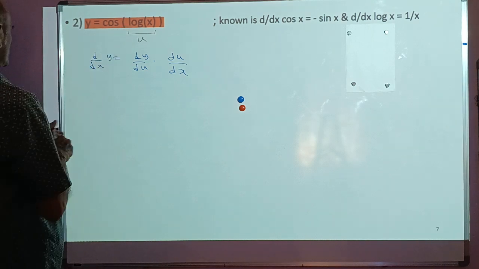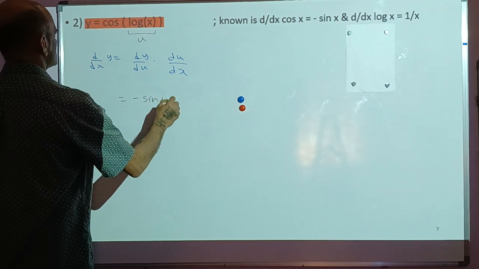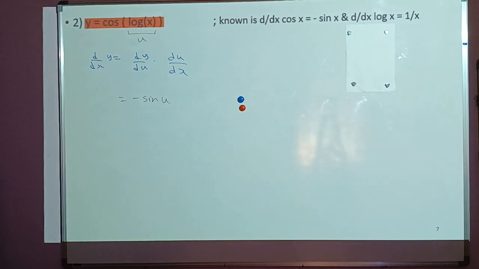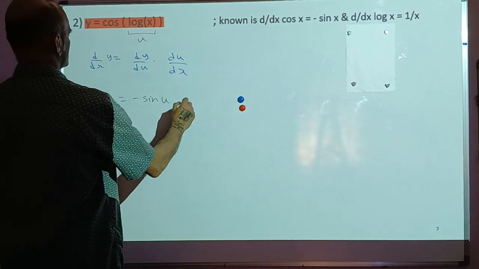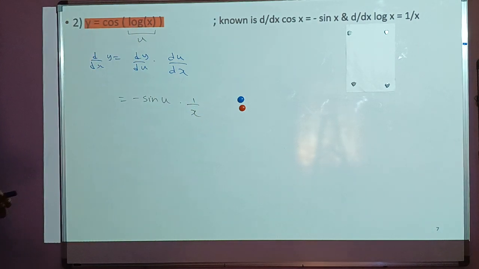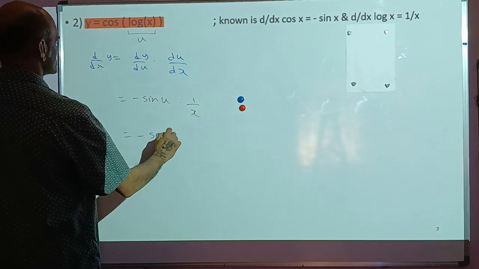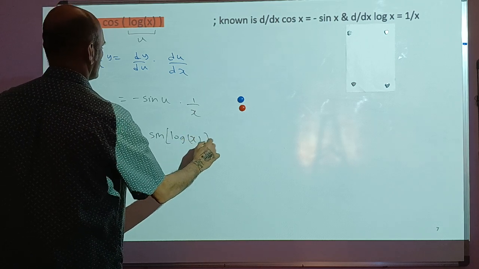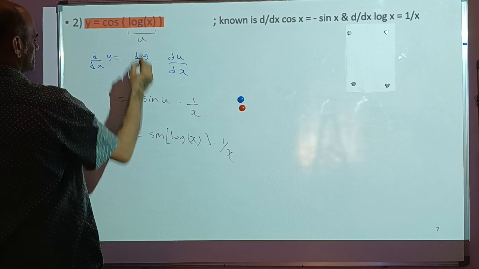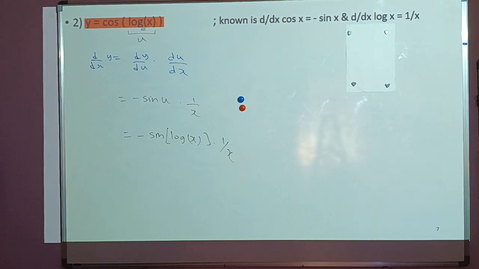And y is nothing but cos u. The derivative of cos u is minus sin u, because the derivative of cos x is minus sin x, into du by dx, which is the derivative of log x with respect to x, which is 1 by x. And you have to substitute u. So minus sin u is minus sin of log x, into 1 by x. This logarithm is to the base e. By default, it is base e. So this is the answer for this derivative.